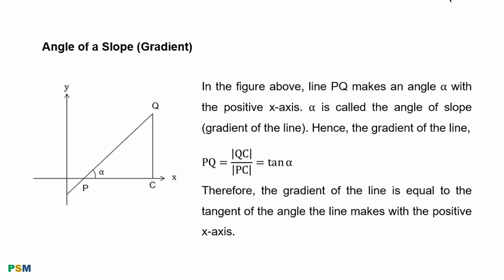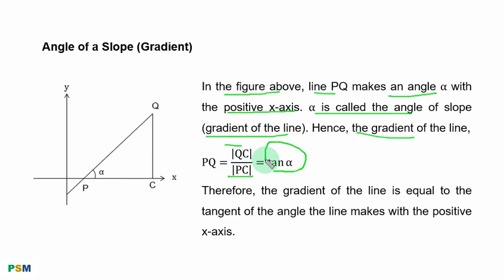Angle of a slope or gradient. In the figure above, line PQ, which is non-vertical, makes an angle alpha with the positive x-axis. Alpha is called the angle of slope of the line. Hence, the gradient of the line PQ is equal to QC over PC, and that is tan alpha.